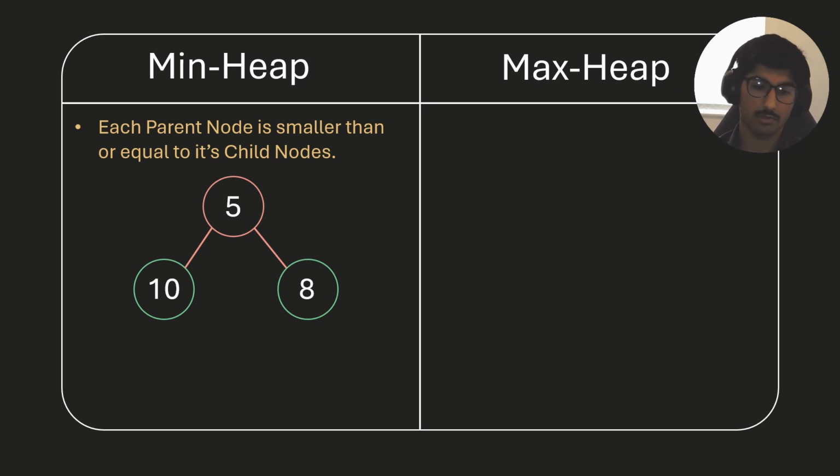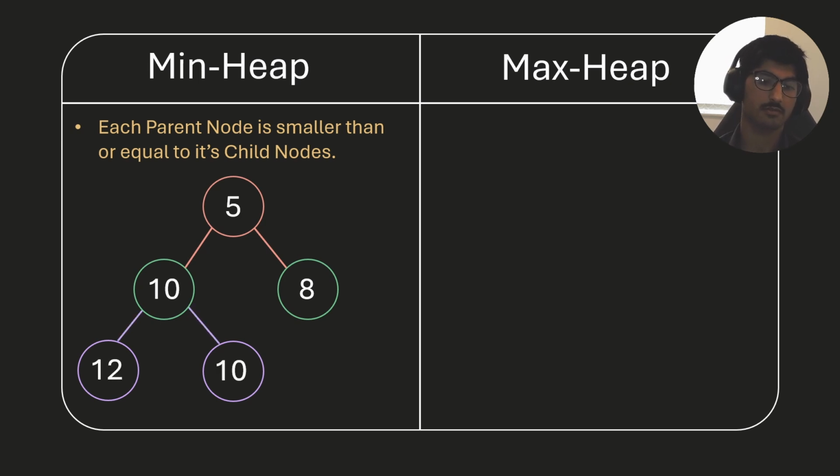Therefore, it's a min-heap. And if I was to add a subtree into this binary tree, so here I've got 12 and 10 as the children of the node 10. This still is a min-heap, right? Because the node with index 2 has the two children 12 and 10, and the smallest child node there is 10, and 10 and 10 are equal, right? So we still satisfy the min-heap property.